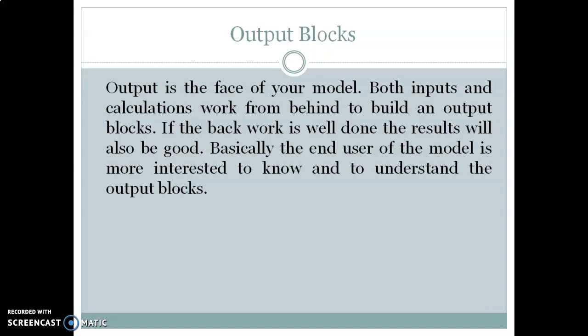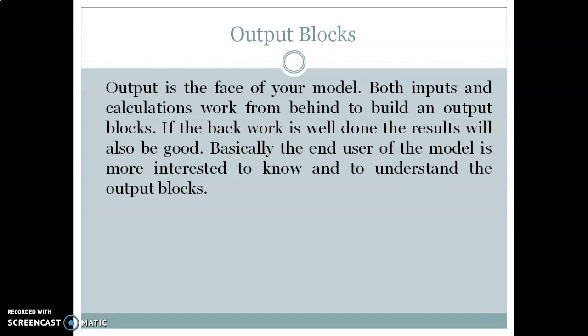Basically, the output block is the final result, which is showing the actual result that you are going to build with the help of various calculations and inputs, right? So when we are representing our financial model, it will be through the output blocks only.